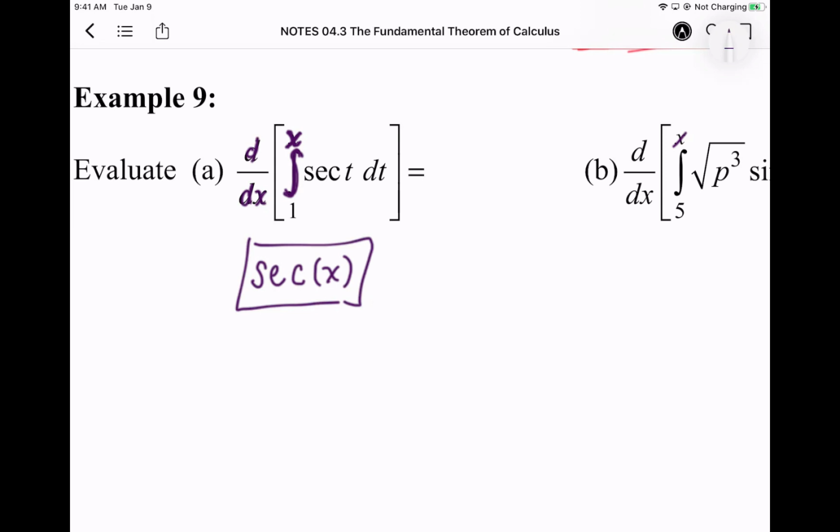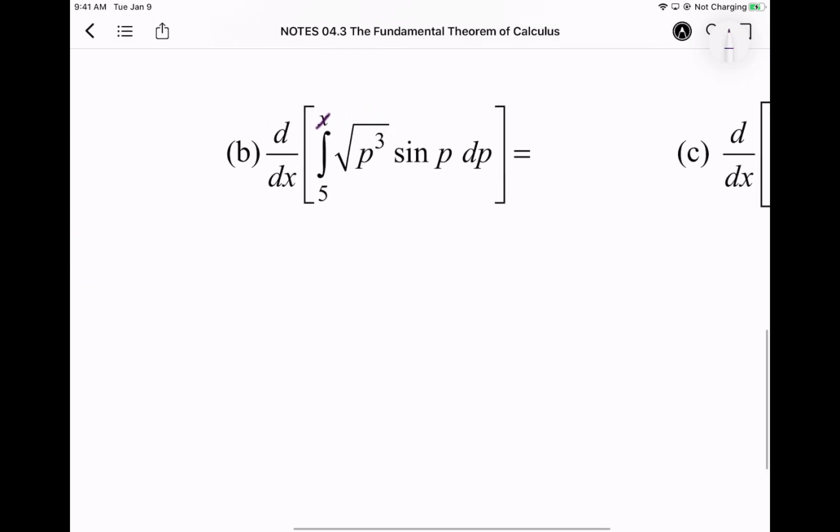There it is, using FTC Part 2. Same thing over here. I have my derivative, and I have my integral, and I am evaluating it in terms of x. And since this is just a constant, that term, whatever I get there, will cancel out. And so I end up getting the square root of x cubed times sine of x. And that's it.